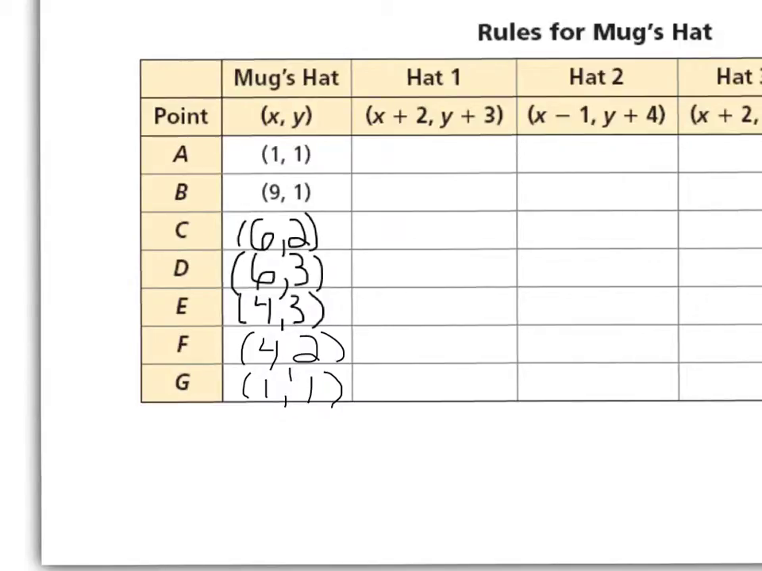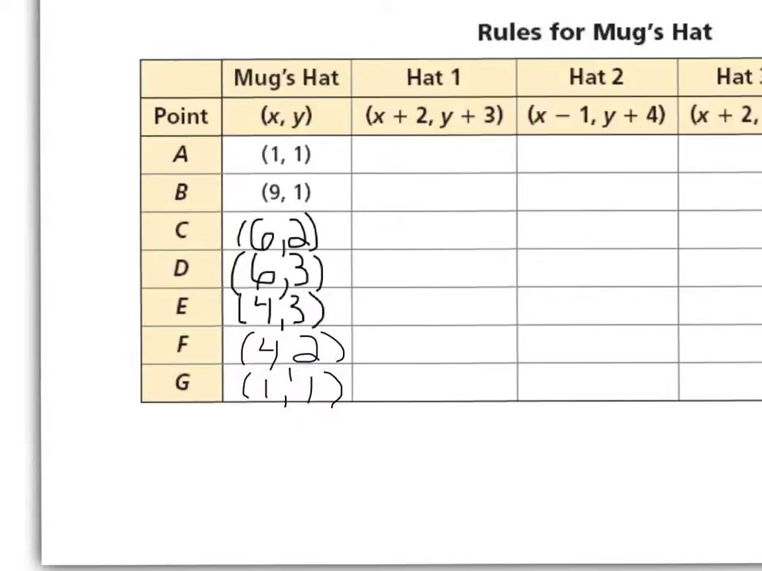Okay, and so now I filled in the rest of the coordinates for Mug's hat. Now, using these coordinates for Mug's hat, we can go ahead and start with hat 1. So for hat 1, the x coordinate is going to be x plus 2. The y coordinate is going to be y plus 3. So let's just go ahead and do the first one.